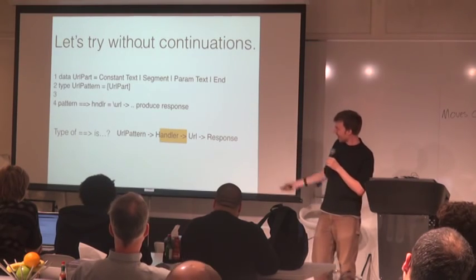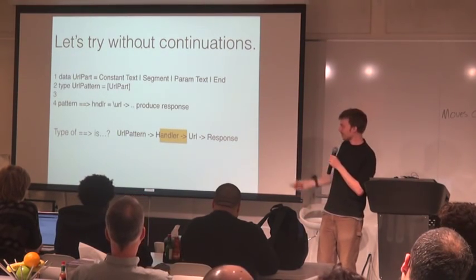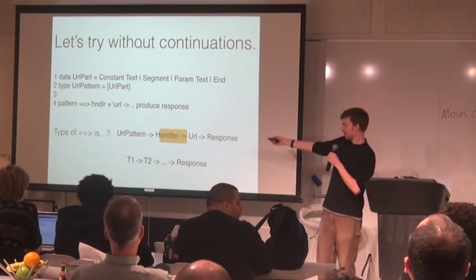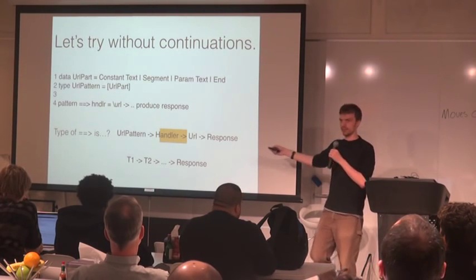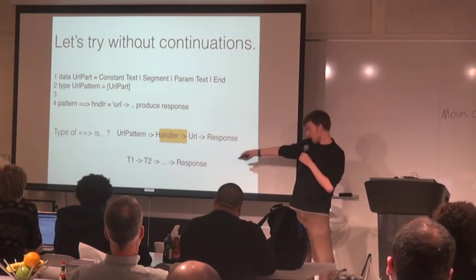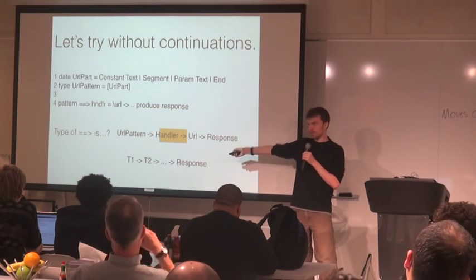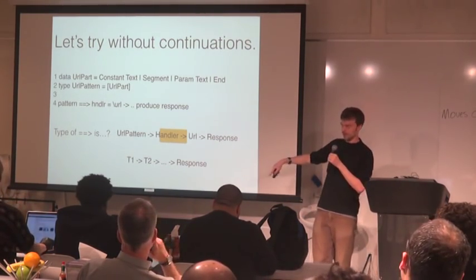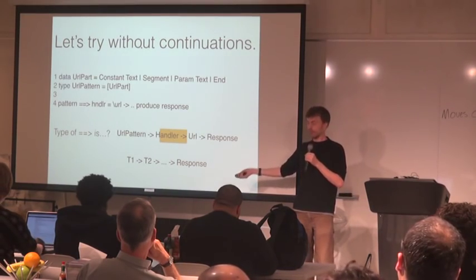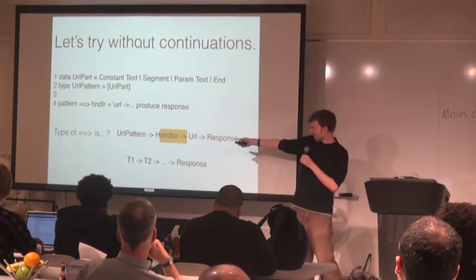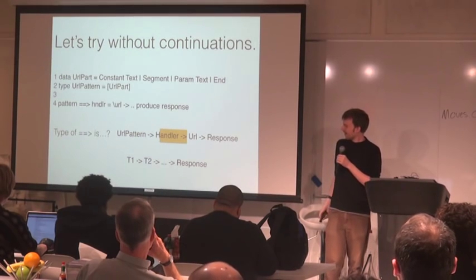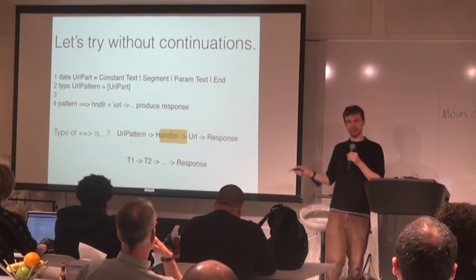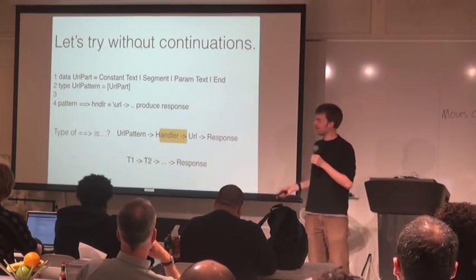The handler is the thing I want to focus on, because that's actually a function of potentially many arguments. And it might have none. It might be just a response. In the case of the index handler, there was nothing else. But it might take integers. It might take text. It might take other things. And so that is a function of potentially many arguments, and it varies.